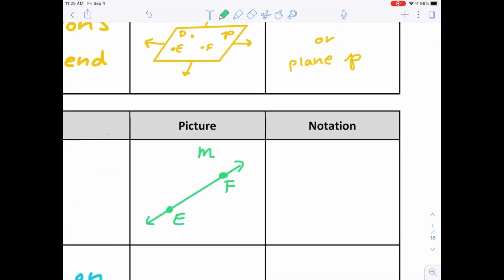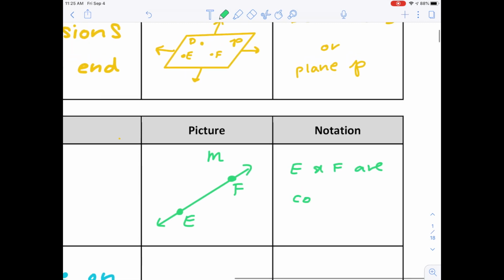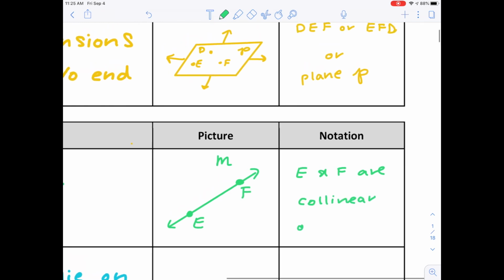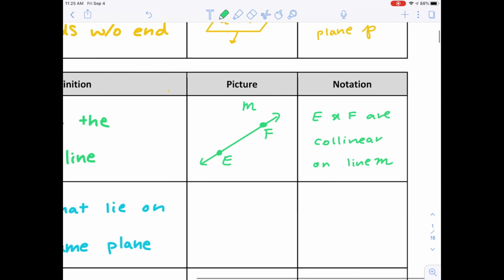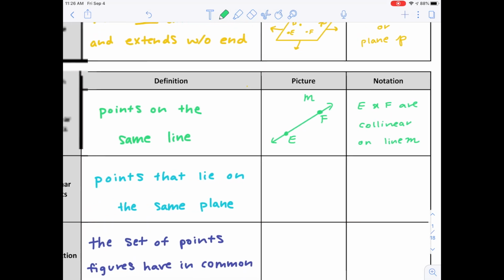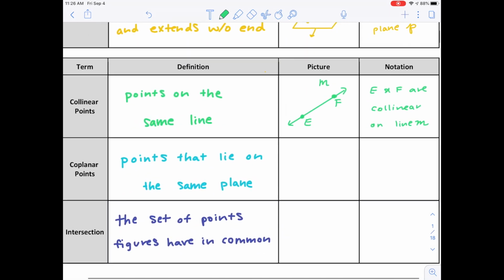And so notation-wise, there's not really anything new, but we can just say E and F are collinear on line M. And again, lowercase cursive because it's a nickname. So that's an example of 2 collinear points. You can have more than 2 collinear points. You could have the entire alphabet on the same line and they would all be collinear with each other. So you can kind of see how it gets wild.